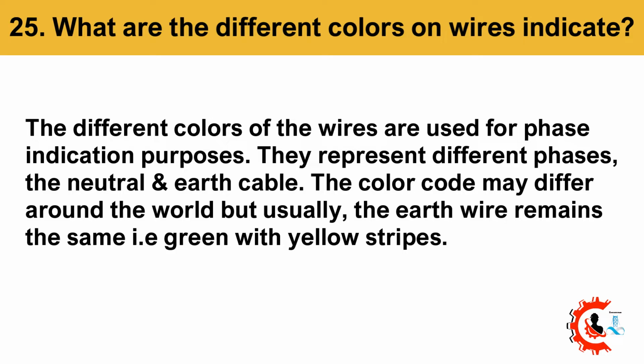25. What do the different colors on wires indicate? The different colors of the wires are used for phase indication purposes. They represent different phases, the neutral and earth cable. The color code may differ around the world, but usually, the earth wire remains the same, green with yellow stripes.